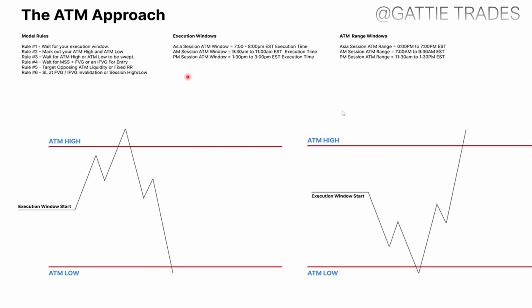Let me just explain. I'm going to be showing this PM session ATM window from 1:30 p.m. to 3 p.m. So this is the execution, the time where I'm allowed to trade. The range window is from 11:30 to 1:30. You're going to see, as I show the examples, this is just a model, whatever you use.